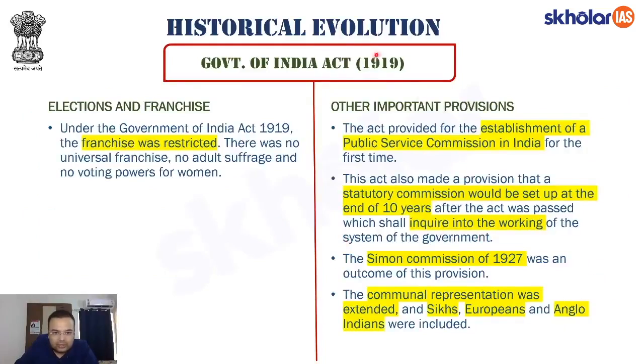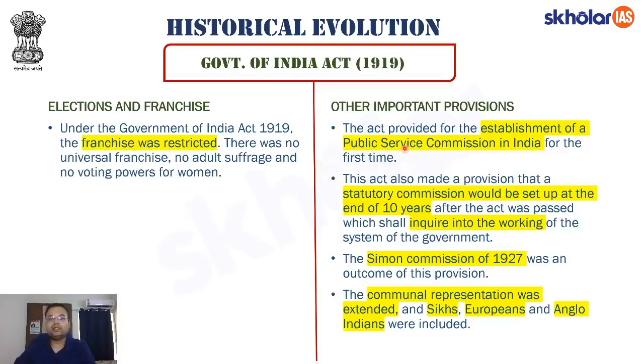Now we come to another important aspect, and that is elections and franchise. So the first thing that we need to understand is that Government of India Act 1919 had given only restricted franchise. That is, there was no universal franchise, there was no adult suffrage, there was no voting power for women. Women were not even given voting power in Government of India Act 1919. So the franchise was restricted. It was not adult suffrage, nor was it universal franchise.